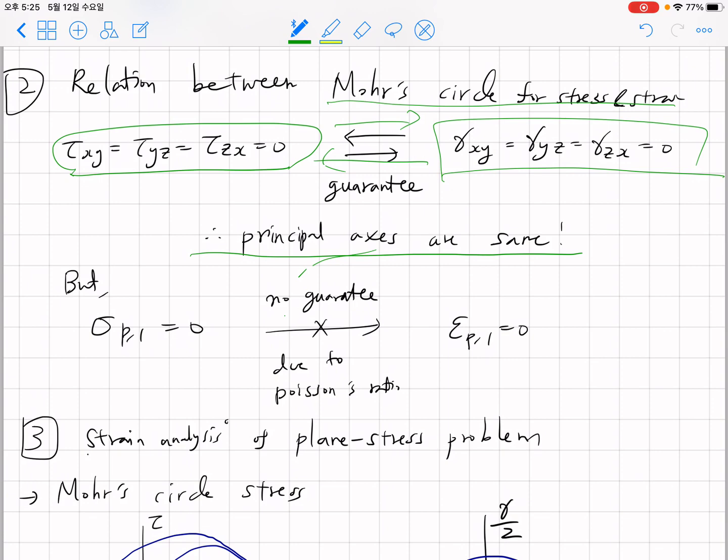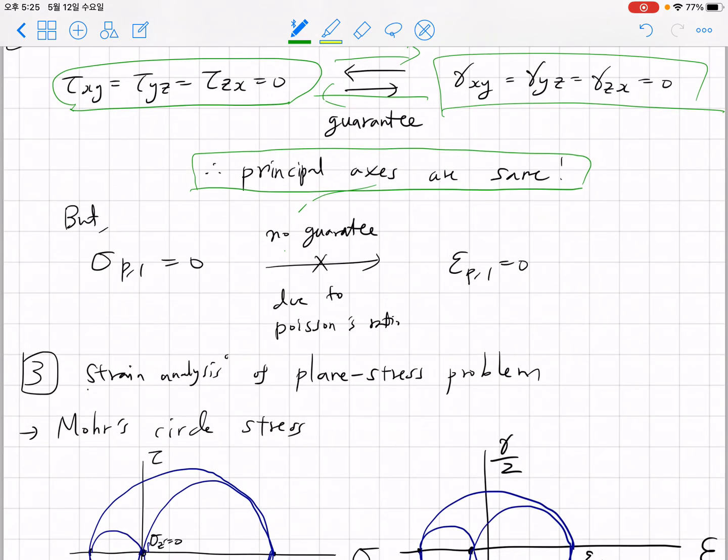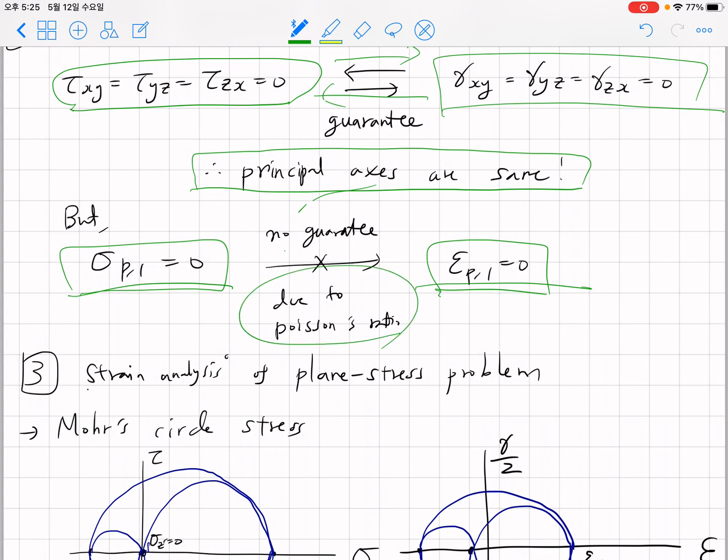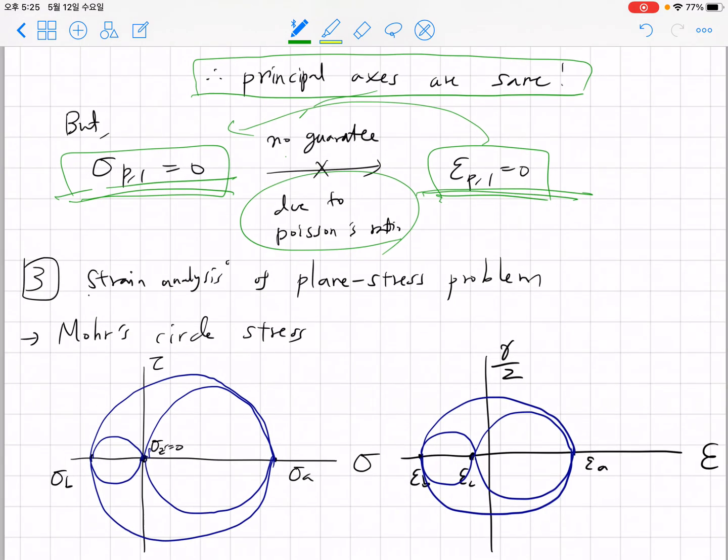However, even though the principal axes are identical, you have to remember that, for example, if you consider a plane stress problem where one of the principal stresses is zero, there is no guarantee that there is a zero strain in that direction, because of the Poisson ratio. Even though stress in one direction is zero, due to the loading in the other directions and the Poisson's ratio, you can have non-zero strain in the direction of zero principal stress.